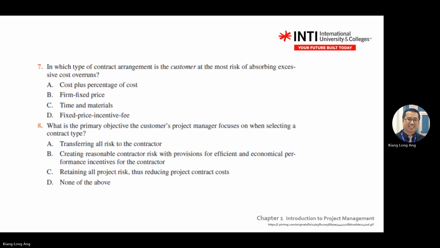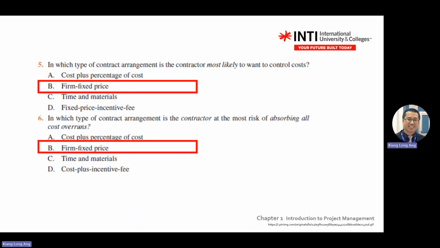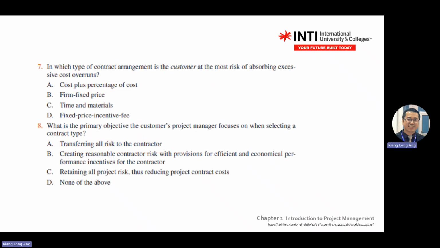Number seven, again, guess the type of the contract. Customer has the most risk of absorbing excessive cost overrun. This is now all the cost overrun. Now is the most. The most one is the first one, cost plus percentage of cost. So there's a playing of words here in the management model.